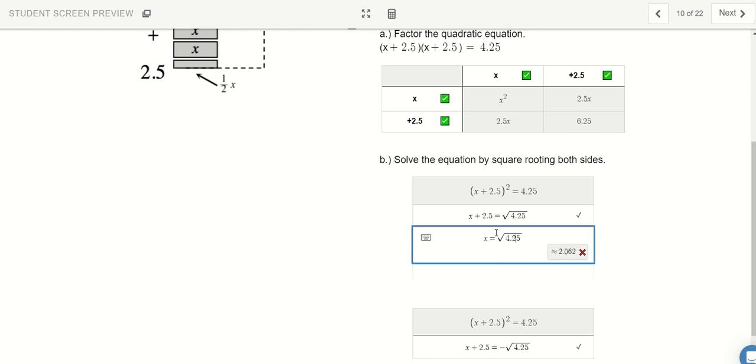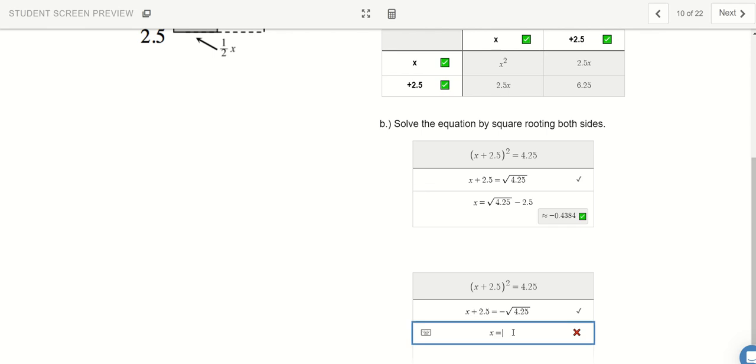Oops, that should be a 4. And the same thing over here, the negative version, 4.25 minus 2.5. So here we square root both sides, and then we got rid of everything next to x.